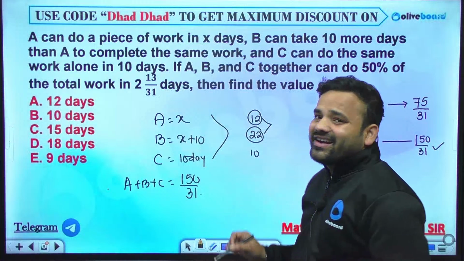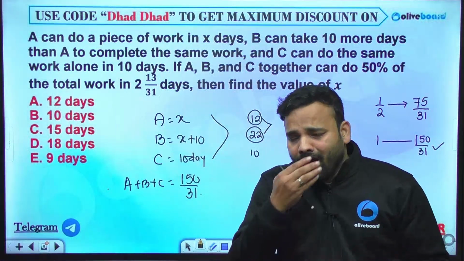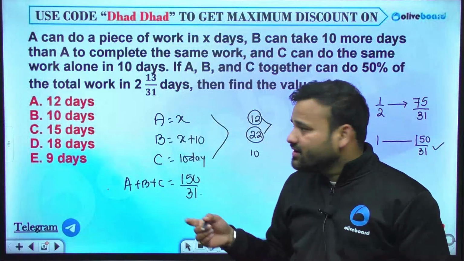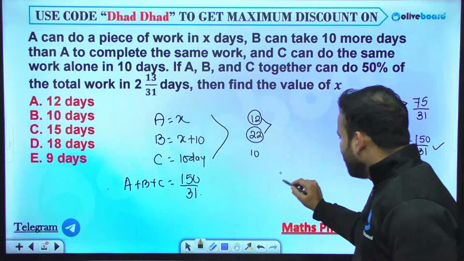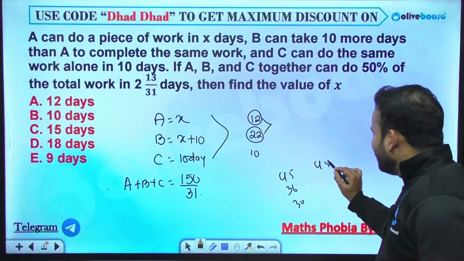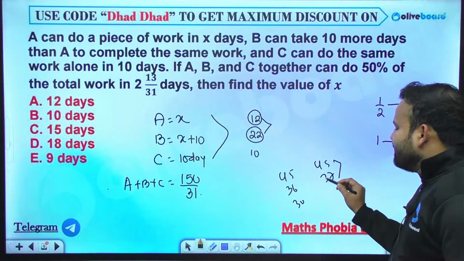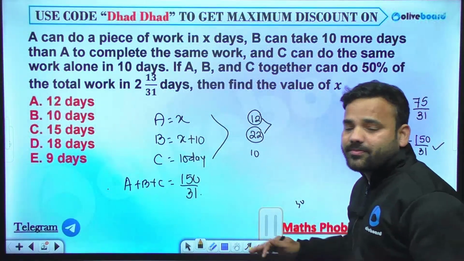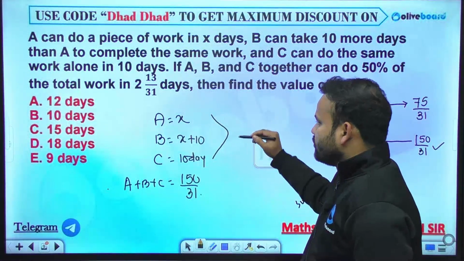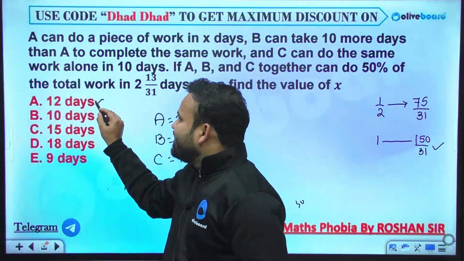12, 22 and 10 will not have a proper multiple. If 22 is given, 33 will be given. If 45 is given, 36 can be there, 30 can be there. It's not like 45 and 37, where you are asked to calculate the multiple of 45 and 37. It's not at all possible. Clear? So I won't be taking 12.